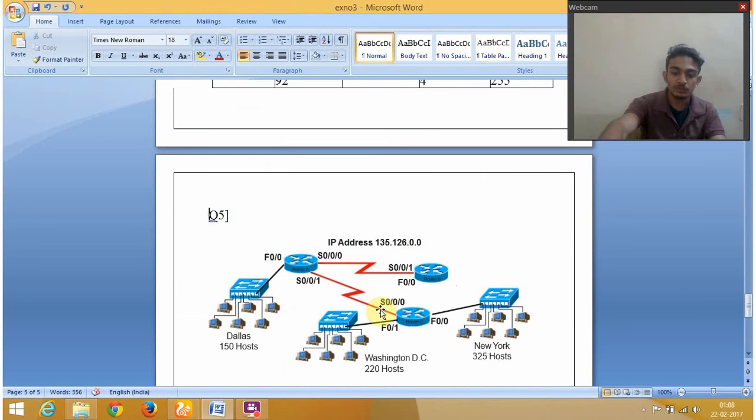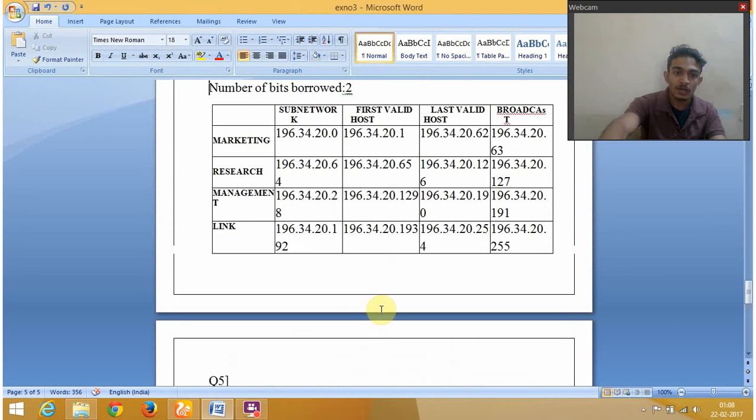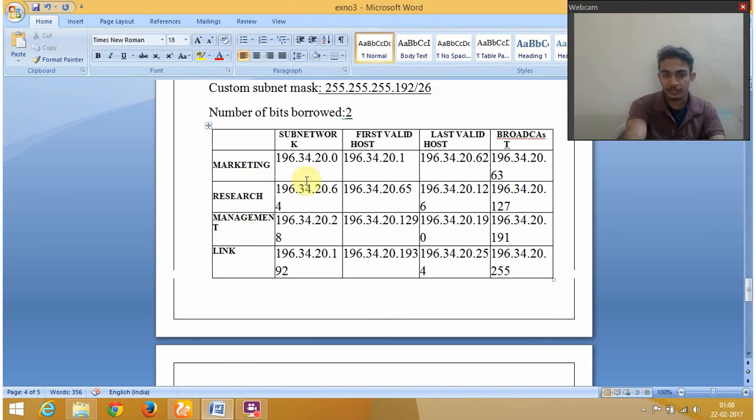As you can see, I've given marketing 196.34.20.0, then research 196.34.20.64, and then management 196.34.20.128, and the link 196.34.20.192.